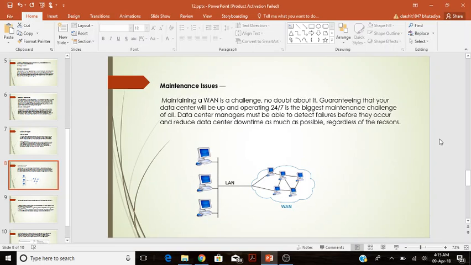It also costs a maintenance issue. Maintaining a WAN is a challenge, no doubt about it. Obviously, making sure that your data center will be up and operating 24/7 is the biggest maintenance challenge of all. To keep your system running 24/7 costs money and maintenance at the same time.